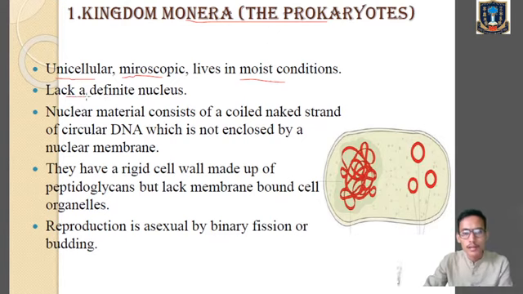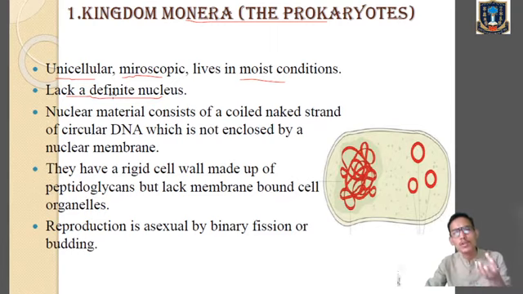Number two, they lack a definite nucleus. So we will not find a well-defined nucleus in Monera or bacteria. What does a well-defined nucleus mean? It means the presence of a nuclear membrane. For example, in multicellular organisms such as human beings, the nucleus is surrounded by a nuclear membrane. But in Monerans, we don't find a well-defined nucleus.